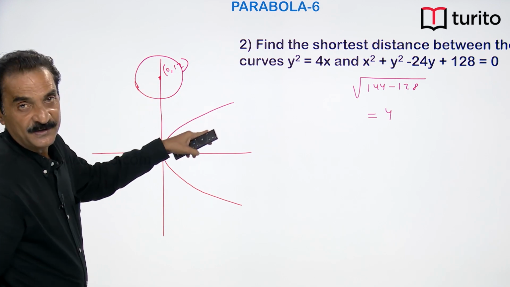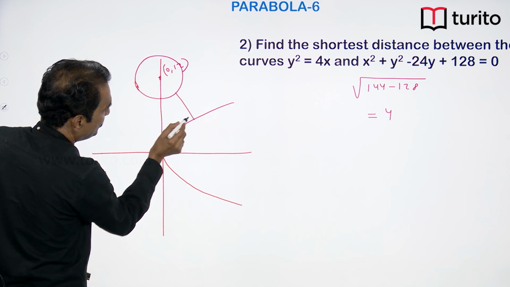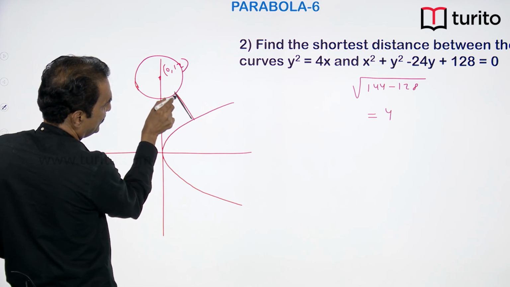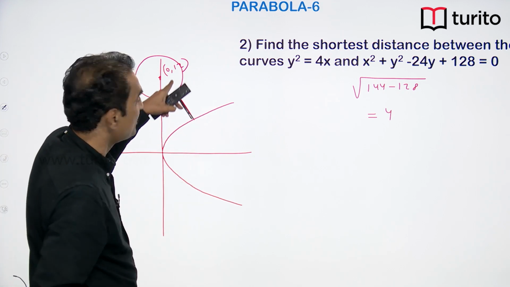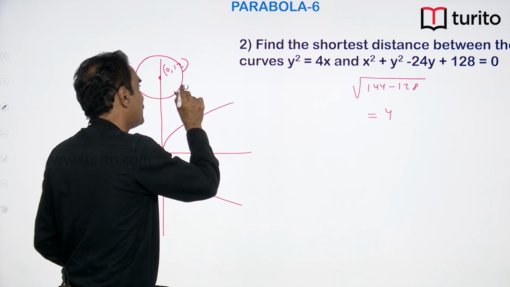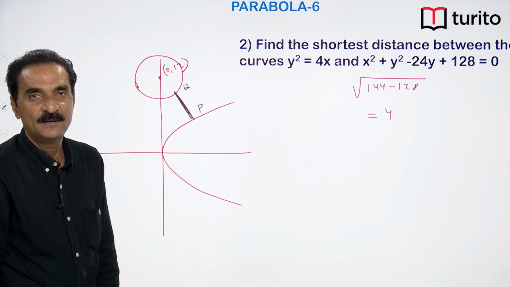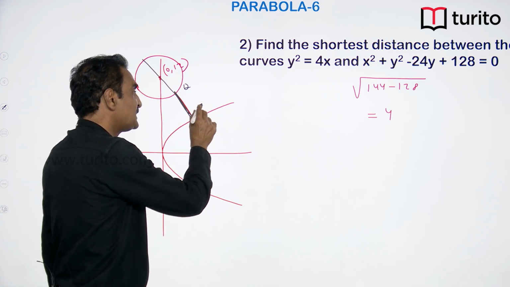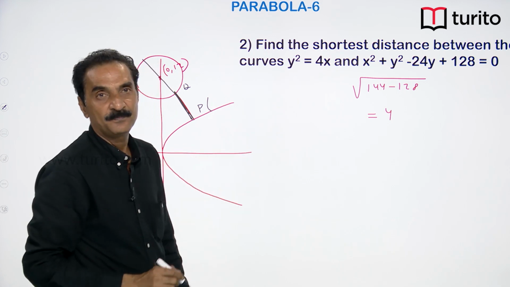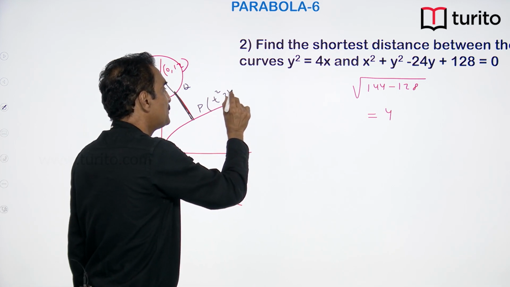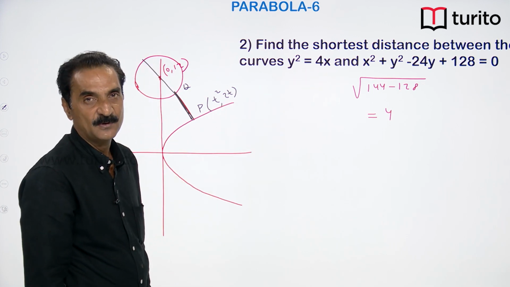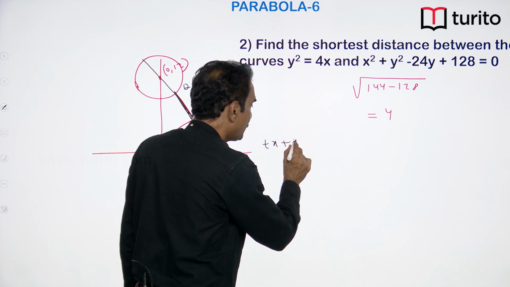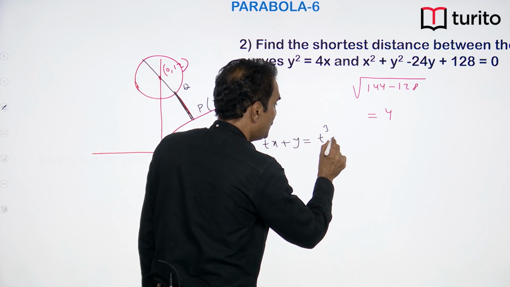Now, if you want to find the shortest distance, you should draw a common normal. Suppose this is the shortest distance, then it should be normal to both the curves. Suppose this point is P, this point is Q, then PQ is the common normal. Normal of a circle passes through the center, everyone knows. So, let us take P parametrically on this parabola. You can take P as t square comma 2t, because a is 1, at square, 2at is t square comma 2t. What is the equation of the normal? Normal is tx plus y is equal to atq plus 2at, that is tq plus 2t.